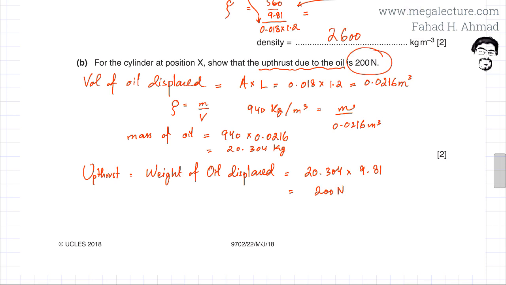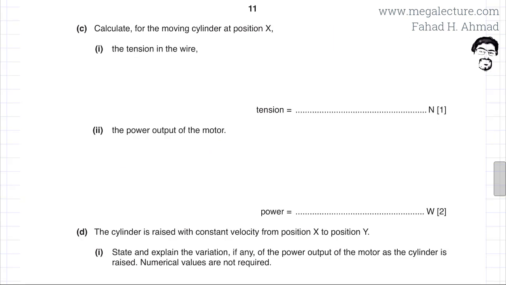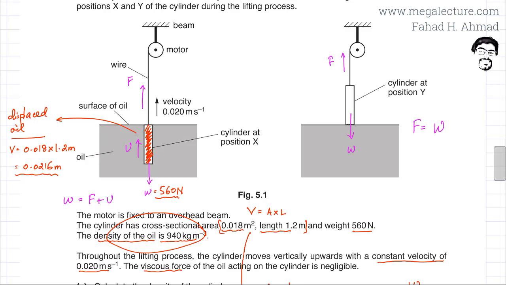So this is the solution for this part of the question. In the next part, we are being asked to calculate for the moving cylinder at position X the tension in the wire. So if you go back to our diagram, you would have noticed my working earlier as well. This is the tension force that is being applied by the wire upwards. It's in the upwards direction, weight is downwards, and then there is upthrust.